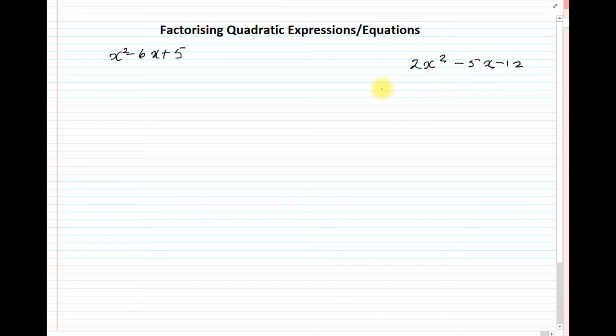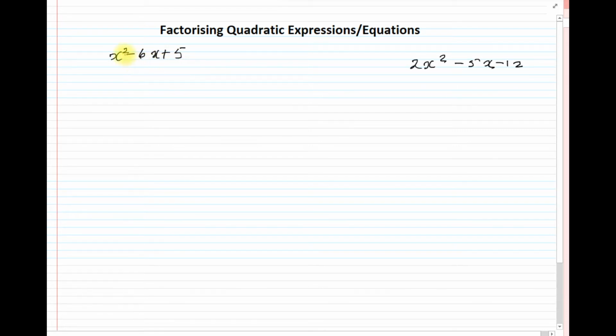There is a subtle difference between the approach needed to factorize these equations, which I will be showing you in this video. I have another video which looks at the quadratic formula, which you can find on the playlist attached to this video. But let's start with factorizing x squared minus 6x plus 5.